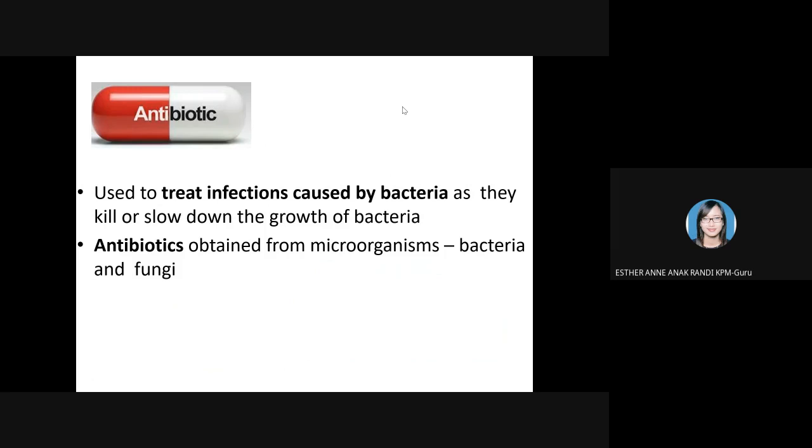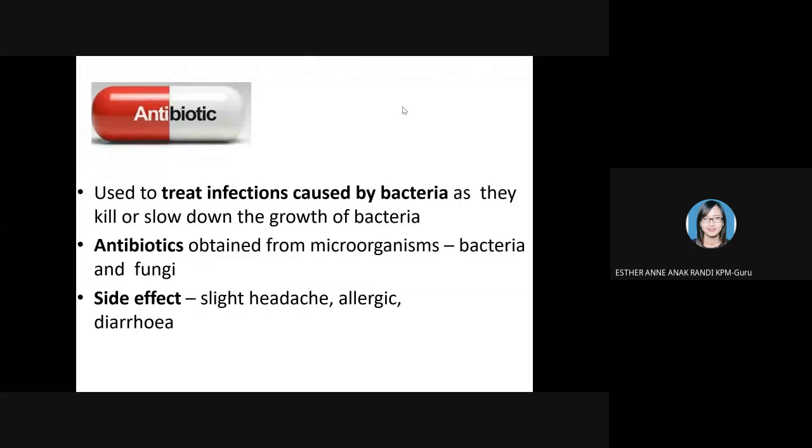Antibiotics are obtained from microorganisms, bacteria or fungi. Side effects include headache, allergies, and diarrhea. This is for certain antibiotics.